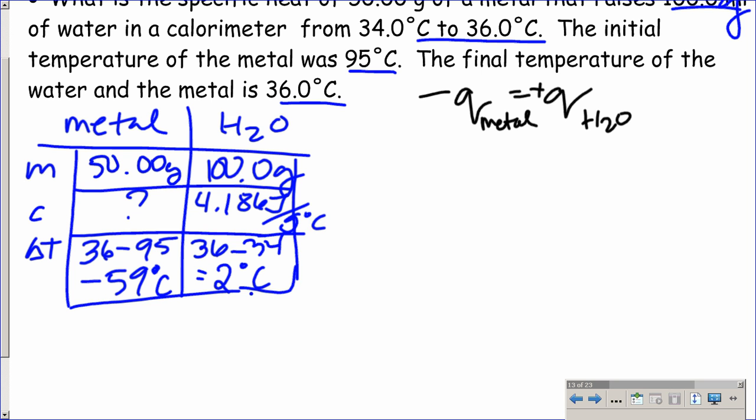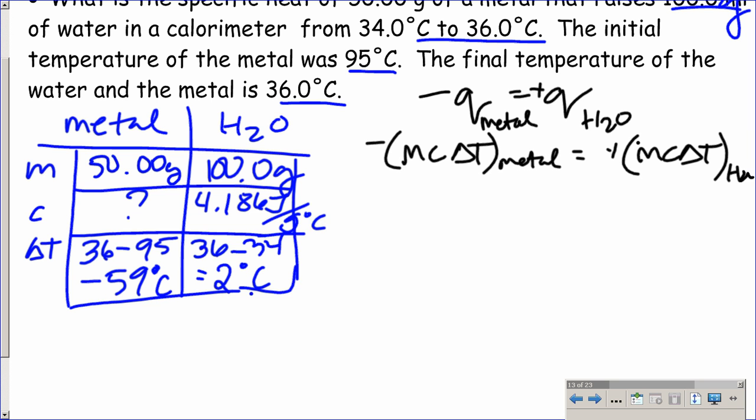Now, Q's are worthless. We don't have anything about Q here. We have MCAT stuff here. So I'm going to rewrite this as negative MCAT of metal equals positive MCAT of water. Just helping me isolate my variables to make sure I plug in right. You don't know how many people put N is equal to RT over PV on PV goes on RT stuff, trying to do it in your head. If you can't do it in your head, just do it on paper. Who cares? Take the extra 5 seconds.